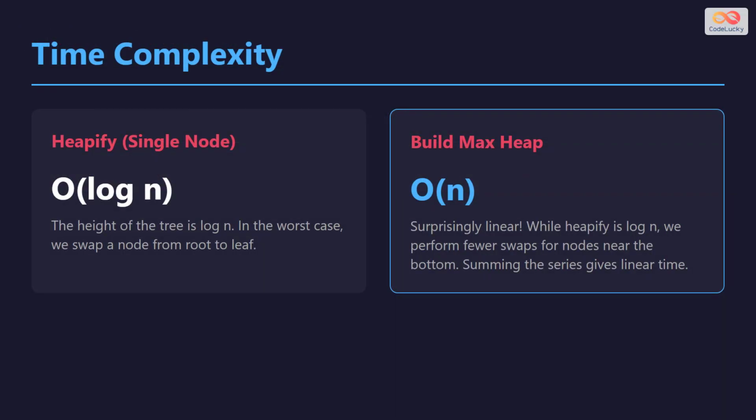Finally, let's talk about performance. The Heapify operation on a single node takes O(log n) time, proportional to the tree height. However, building the entire heap takes O(n), or linear time. This is very efficient and is faster than sorting the array first.